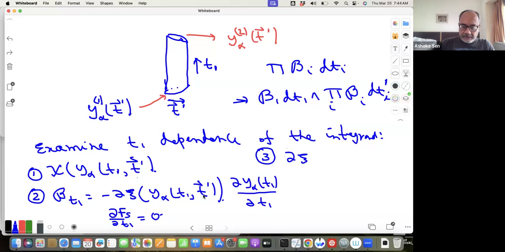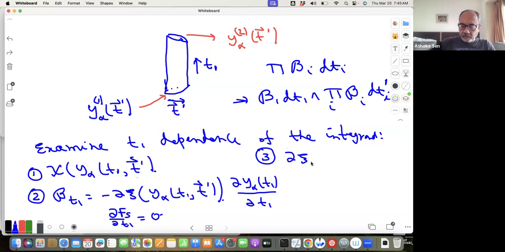That y alpha does depend on T prime, but nothing else depends on T1. That's what we are going to use. That's why the T1 dependence doesn't appear from here. Other chi's have other y betas, and they don't depend on T1. They can depend on T prime, of course.